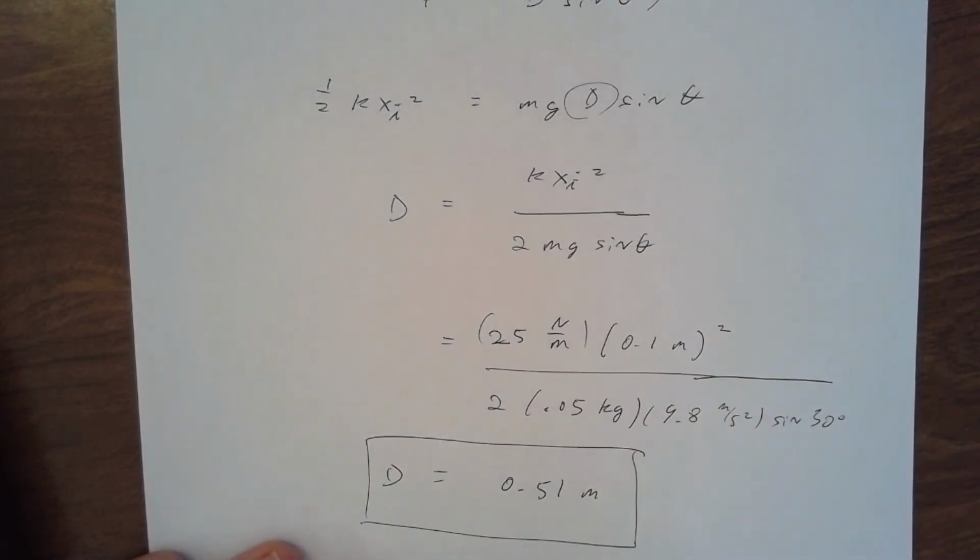So that's the answer. Okay, I hope you've understood the procedure for setting up a conservation of energy problem that includes 3 kinds of mechanical energy: elastic potential energy, gravitational potential energy, and kinetic energy.